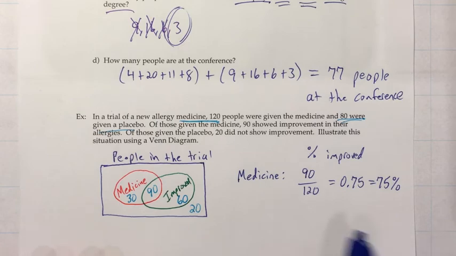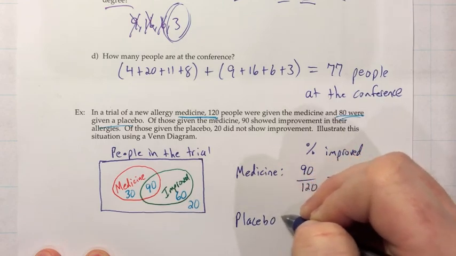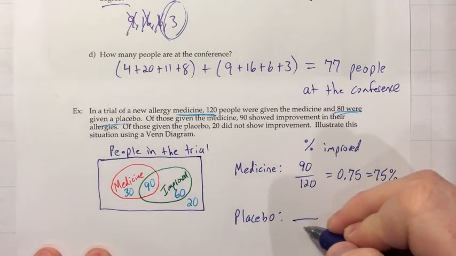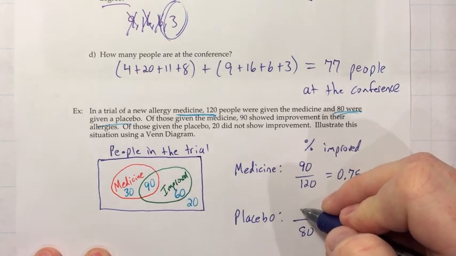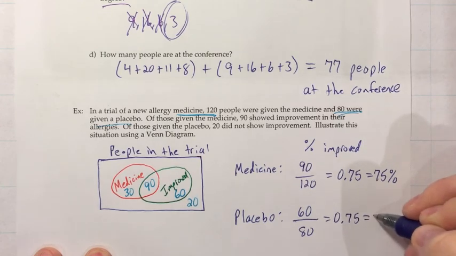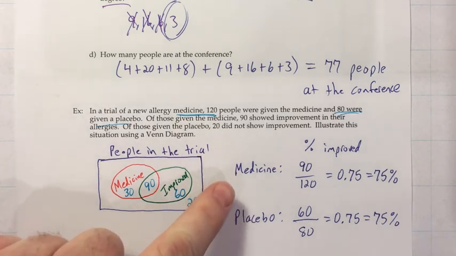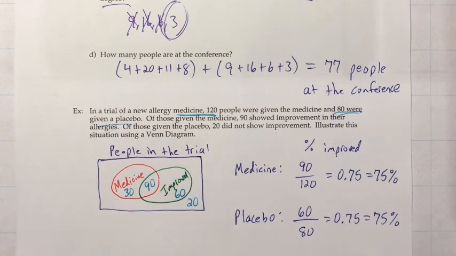All right, so I'm going to disagree with that statement though, because let's look and see what happens with the placebo. Of the placebo, there were 80 people who took it, and 60 of them got better, and 60 out of 80, if you do that as a decimal, is 0.75, or 75%. So if the medicine worked, then it looks like the placebo works too, right? Because 75% of those people that had allergies and were given a fake pill, a placebo, they saw improvement in their allergies as well. So in order to really say the medicine works, we have to say it works better than a placebo effect.